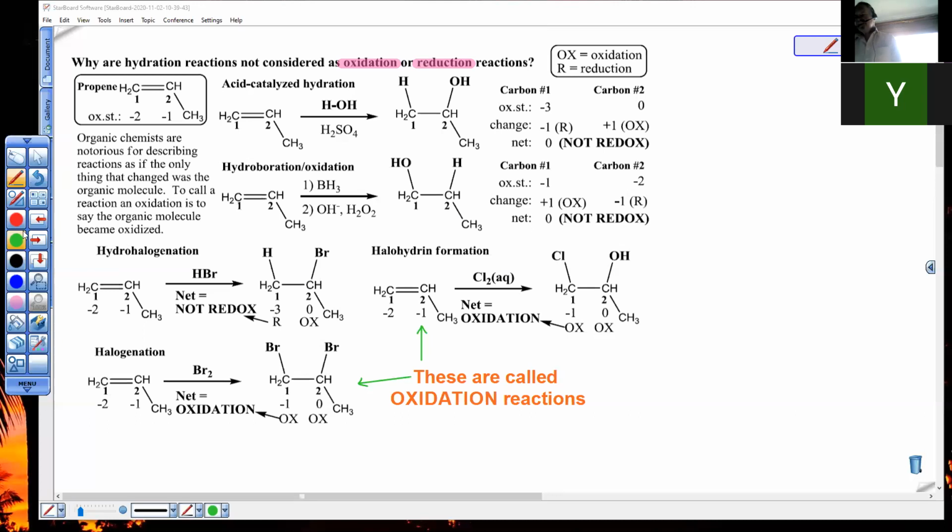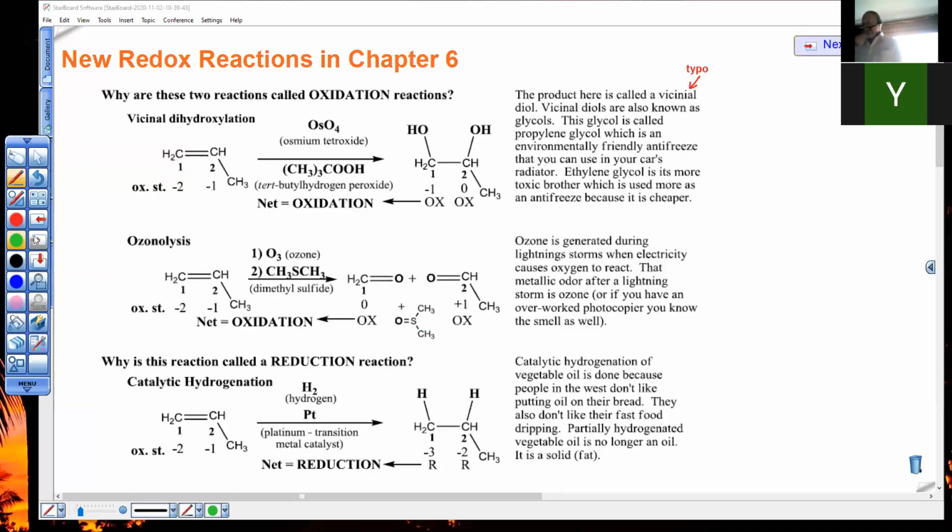And then finally, we're going to learn some new reactions, the final 3 reactions for this chapter. And the good news is you don't have to learn the mechanisms except for small parts of this first one. And these 2 reactions here are called oxidation reactions for the same reasoning we gave before. Carbon went from -2 to -1, got oxidized. Carbon here went from -1 to 0, it got oxidized. 2 bonds to more electronegative O were created, that's oxidation.